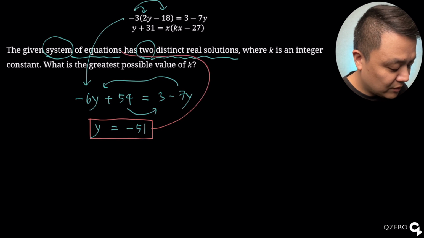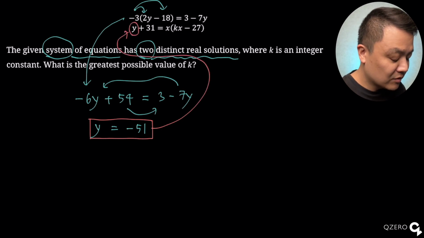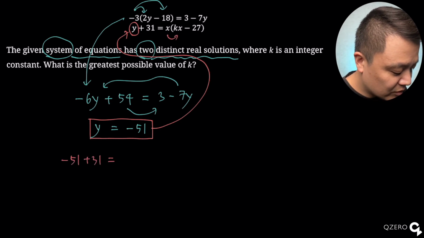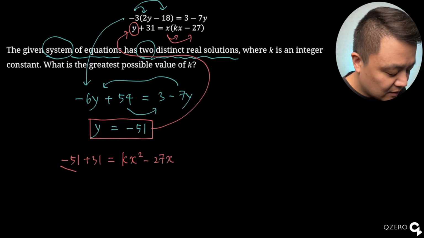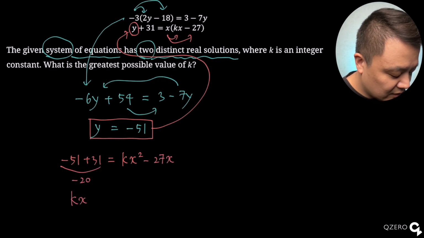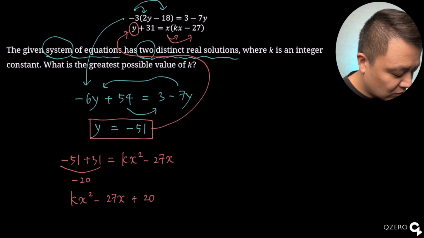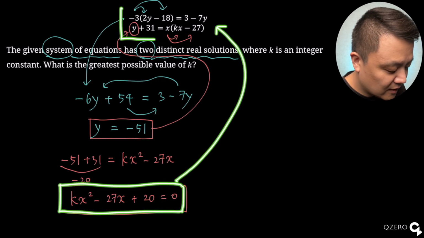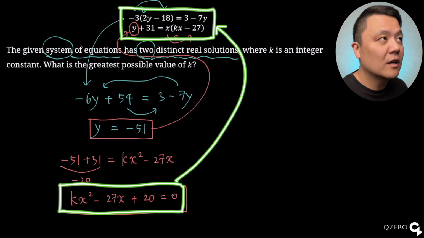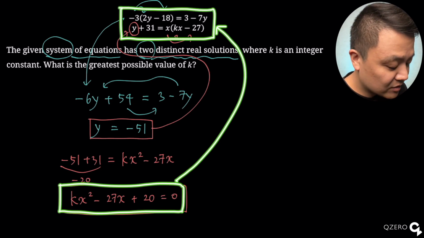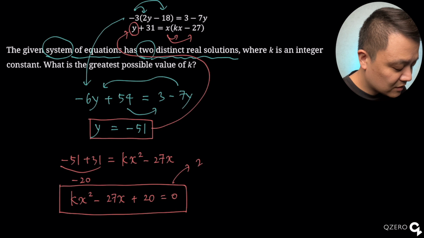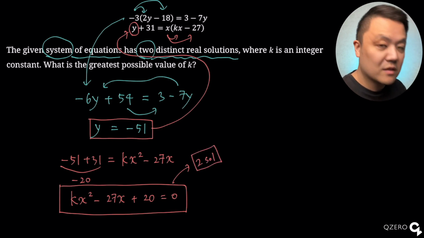Ooh, we already found the value of y. So why don't we plug in this found y value into y in the second equation. Then the second equation becomes -51 plus 31. Let's distribute x here: kx squared minus 27x. This value is -20. So what we have here is just a simple quadratic equation in its standard form. This quadratic equation is supposed to have the same number of solutions as the original system because they are algebraically equivalent. And since the question says the system has two distinct real solutions, this quadratic equation is also supposed to have two distinct real solutions.